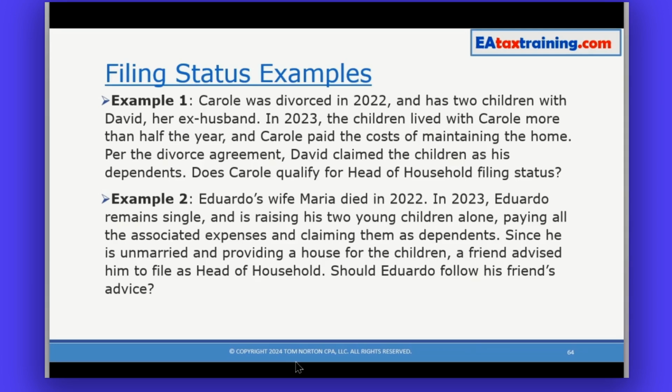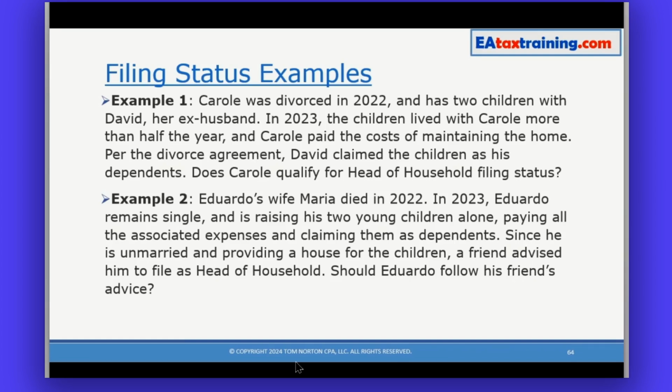What do you think? Well, head of household is definitely better than single. So that kind of would make sense there. But as I'm sure you've already figured out, there's another filing status that Eduardo may qualify for, qualifying surviving spouse. So let's think about it. His wife died in 2022, so that's good. He gets it for 2 years following. So 2023, that would count. He's still single, hasn't gotten remarried.